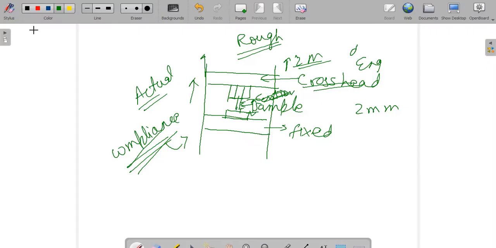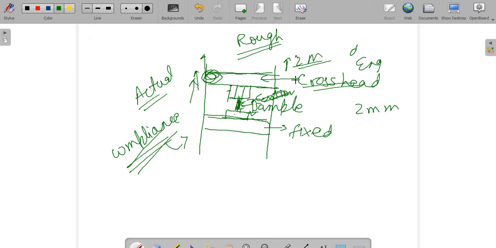So just revising. Here I have drawn very badly, my drawing is literally bad. But you can see your UTM machine. There is a part here that is known as the crosshead. When you apply load, this part moves. It is a movable part. This is a fixed part, and there are some jaws or gripper system that grips your sample. This is your sample.